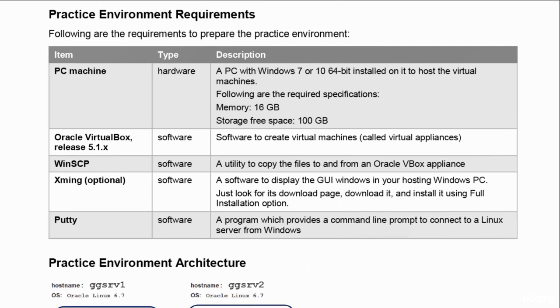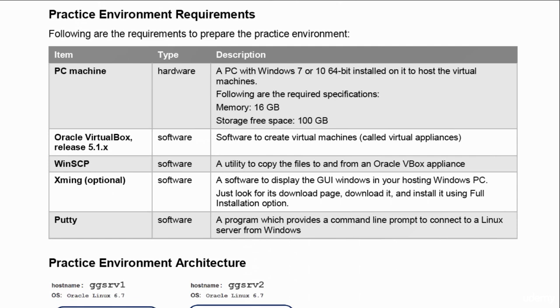Following are the requirements to prepare the practice environment. You need a PC as a hosting machine with Windows 7 or 10 64-bit installed in it. At least it should have 16 GB memory and 100 GB of free disk space. You need also Oracle VirtualBox Release 5.1 as a virtualization software.